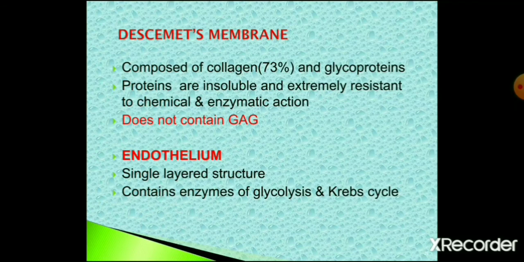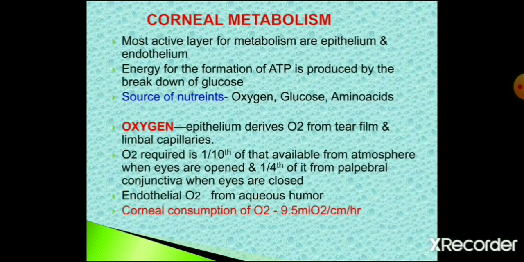Now the endothelium. Its single layered structure contains enzymes for the glycolysis and Krebs cycle. So it is a single layered structure containing enzymes. So these are the diagram. Now corneal metabolism. We are passing on to the metabolism. Most active layers for the metabolism are epithelium and the endothelium.